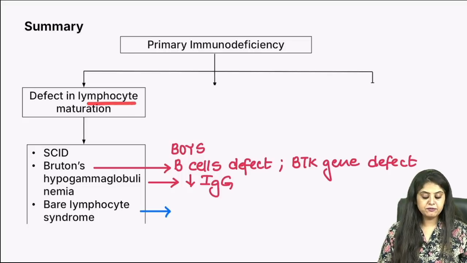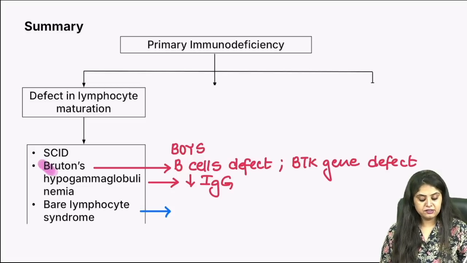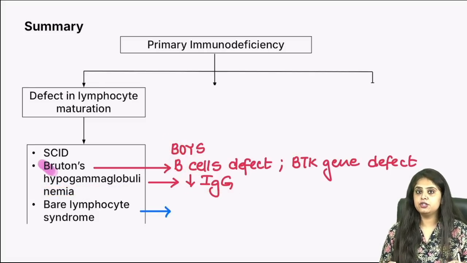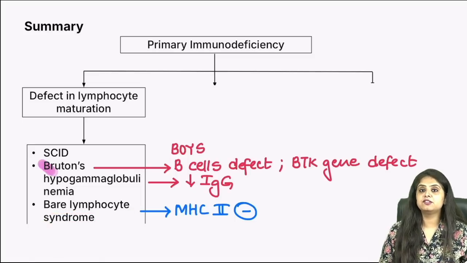Next that we have in lymphocyte maturation problem is Bruton's hypogammaglobulinemia, which you know as the BBB story, that this disease is more commonly seen in boys. It is actually a B cell problem, and the problem is in the BTK gene. Because of that there is a decrease in immunoglobulin, especially IgG. The next one is bare lymphocyte syndrome, previous year NEET PG question. That is a deficiency or a defect in MHC2.